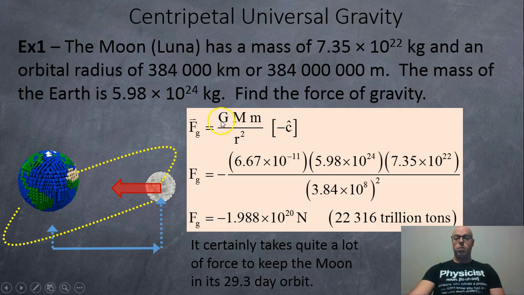So if we plug it into the formula, G M m over r squared, we've got big G, 6.67 times 10 to the negative 11, mass of the Earth, mass of the Moon, divided by the distance squared. We get a rather large number of 1.988 times 10 to the 20 newtons. If you convert that to tons, that's 22,316 trillion tons of force, where a ton is 2,000 pounds. And this provides the orbital motion of the Moon, which has a period of about 29.3 days.